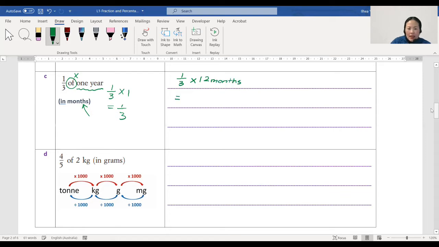Okay, so again, I'm going to put 1 times 12/3. 12/3. Of course, we can simplify this. 3 goes into 3 once, it goes into 12 4 times. So the answer will be 4 months. Okay, next part, D.